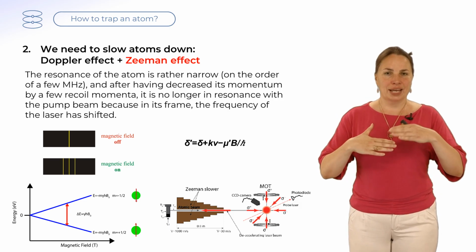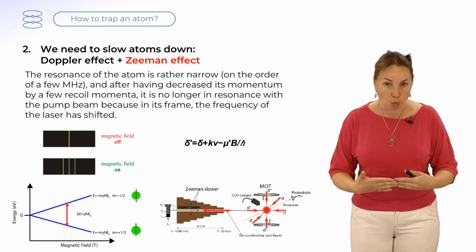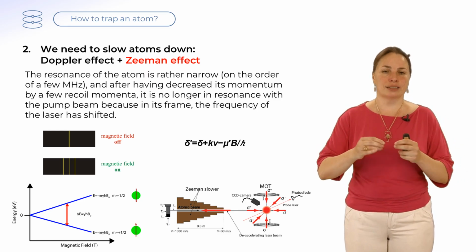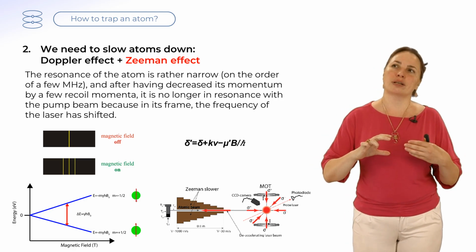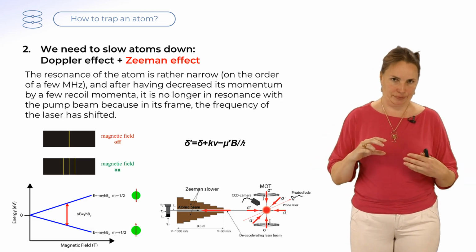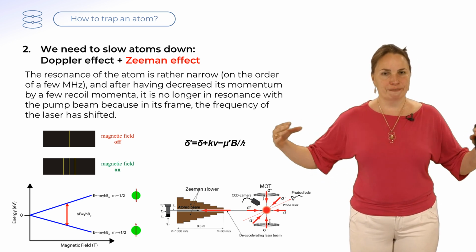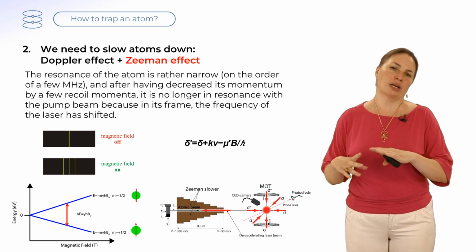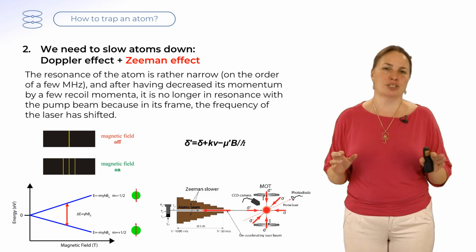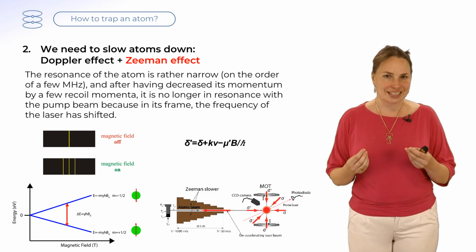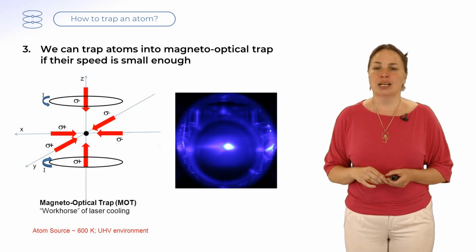Then we can make, during the process of laser slowing, we can coincide the energy difference between two levels with the rate of the laser cooling. So with this Zeeman slower, we can slow down the whole flow of atoms to velocities of approximately 1 to 30 meters per second. And it's very good because in this case, we already can trap them in a magneto-optical trap.